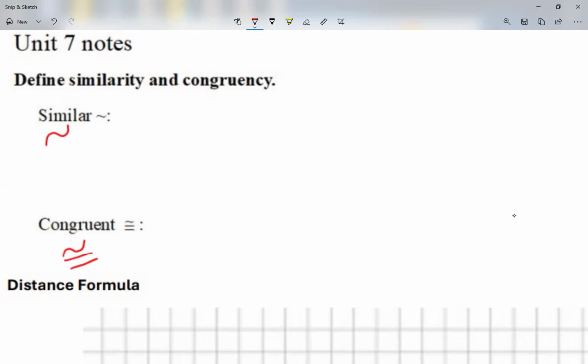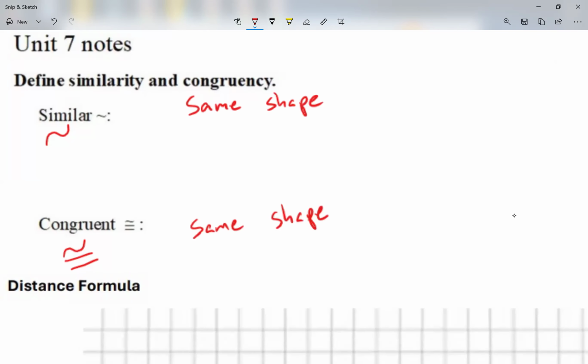Now, something similar means the same shape. That wiggly thing on top means same shape. So we're not going to distort it. Obviously congruent, when I talked about it before, part of it was the same shape. Now, what does this mean? That the shapes are going to be the same. When we compare them, it's like, oh yeah, it's the same thing. They look exactly alike.